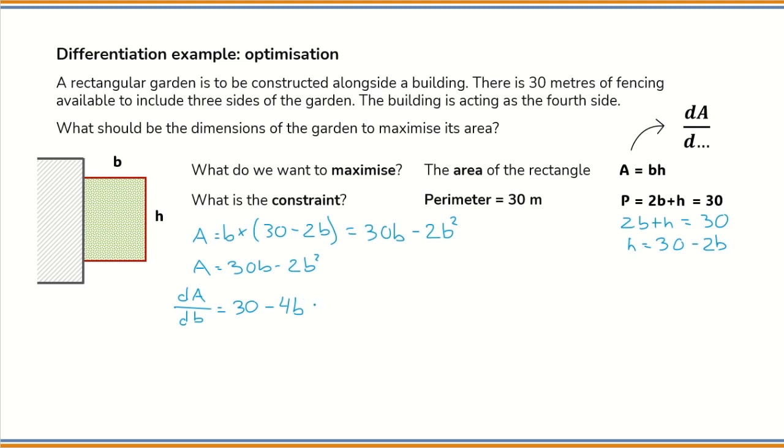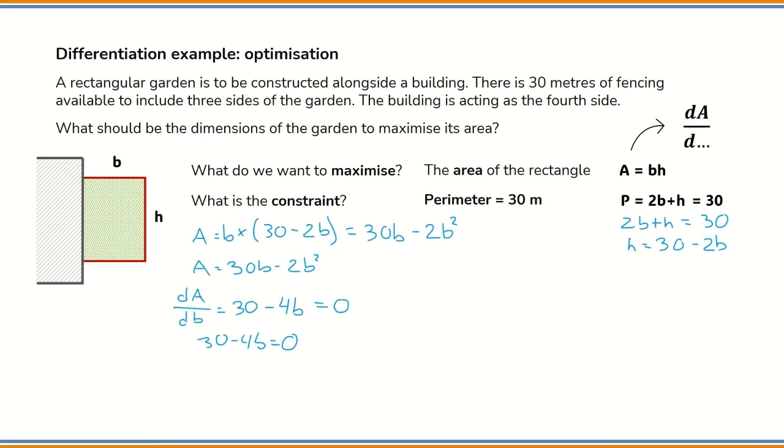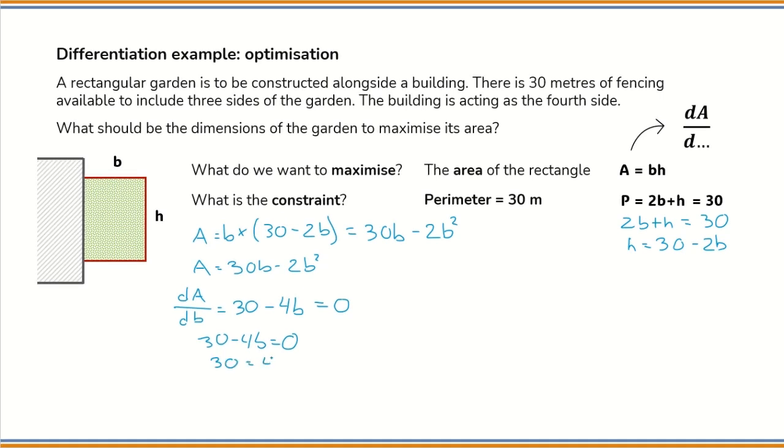To be able to find the maximum, we need to equal this to 0. So 30 minus 4b equals 0. If I add 4b on both parts of the equation, 30 equals 4b. If I divide by 4 both parts of the equation, b equals 30 over 4. This is 15 over 2. This is 7.5.